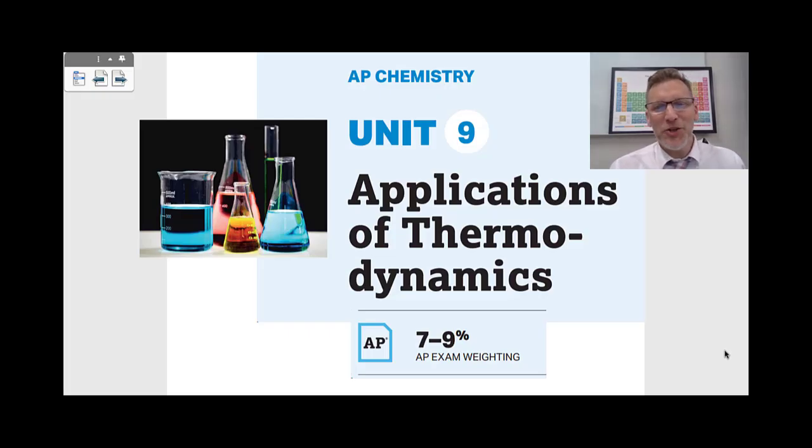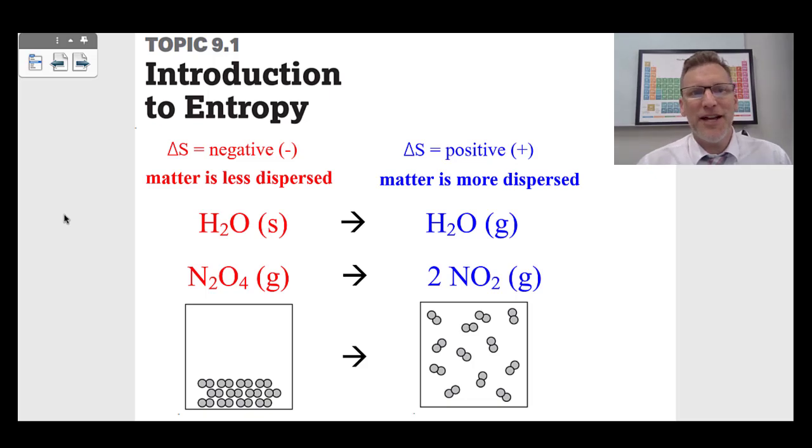This is AP Chemistry Unit 9 Review, Applications of Thermodynamics. This is going to be 7 to 9% of the AP exam, and let's get to it. Topic 9.1 is talking about Introduction to Entropy.